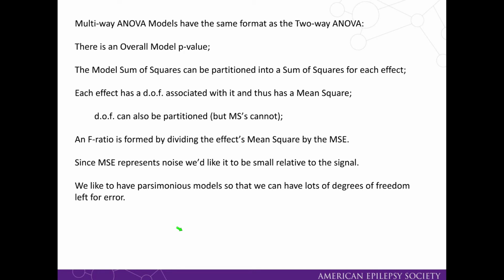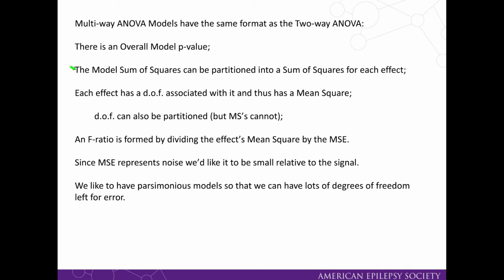Okay, so multi-way ANOVAs have the same format as two-way ANOVAs. So once you've broken through with two, just like two samples gave way to multi-samples, multi-way ANOVAs have the same format as a two-way ANOVA. There's an overall model p-value. The model sum of squares can be partitioned into sums of squares for each effect.